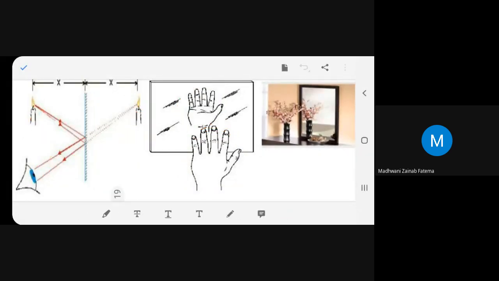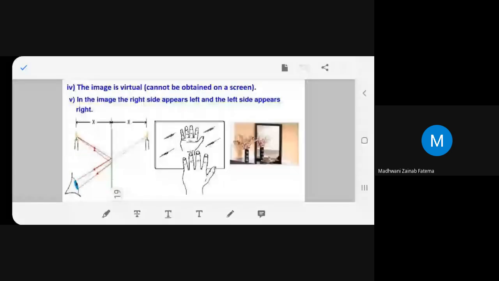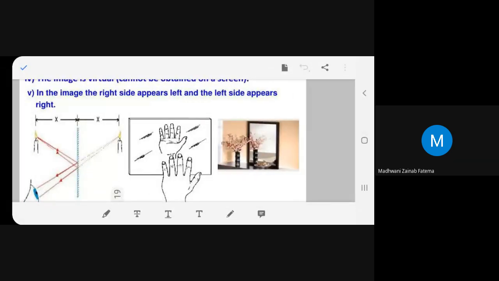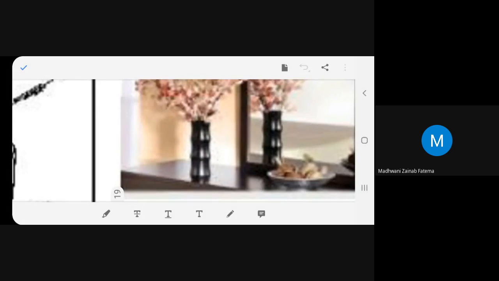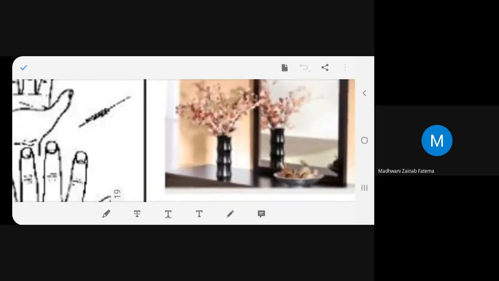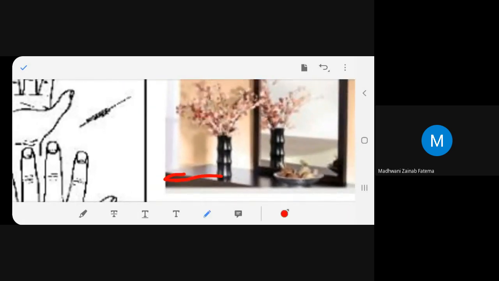Have you all understood? Yes, ma'am. Now, this is a flower vase, right? You can see the flower vase over here. Take it away, the image will also go away. Bring it close, the image will also come close. Yes or no? Yes, ma'am.